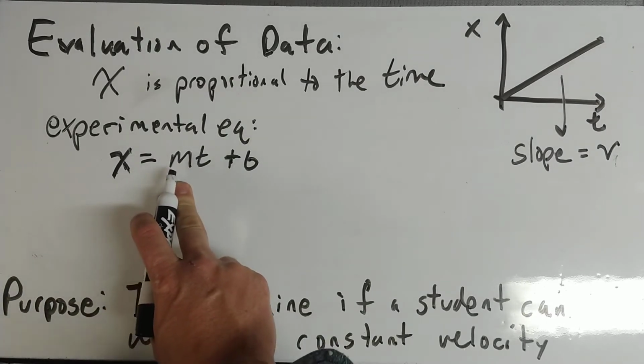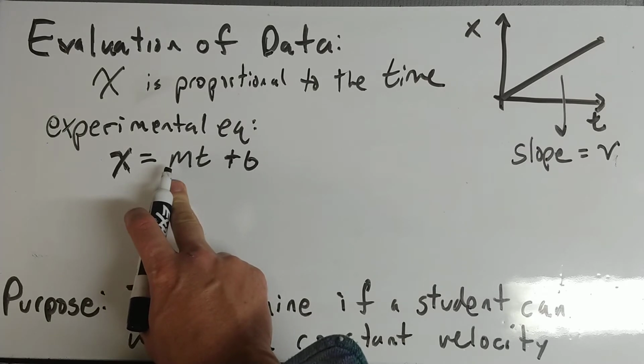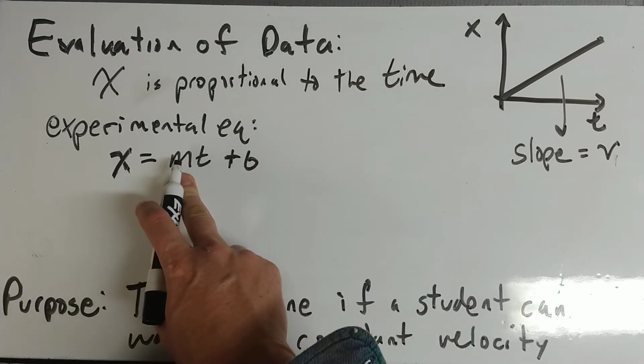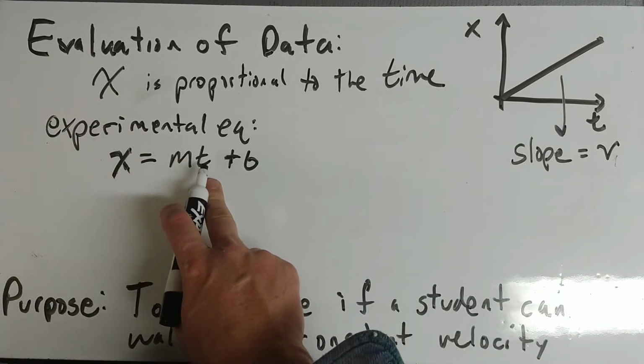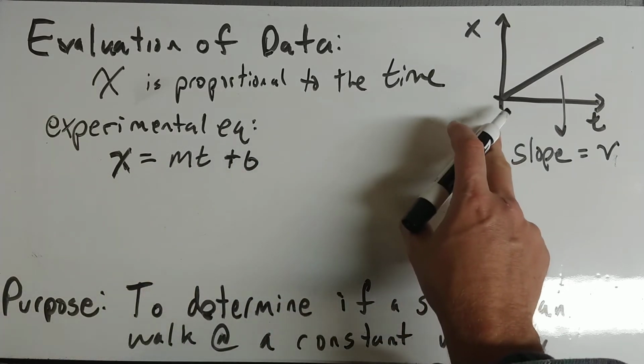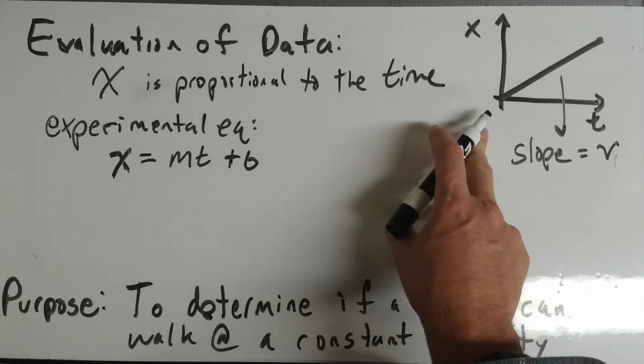m represents the variable for the slope of the line. It's a generic variable. We know the slope of the line should be velocity, but we're going to take a look at that in a second. The t variable is time. b is the y-intercept. We'll talk about the y-intercept of this in a second.